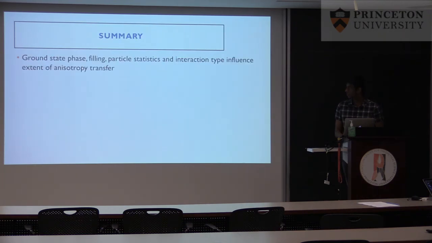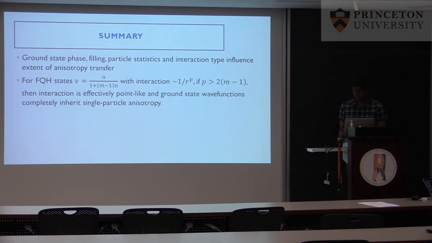All right. So that brings me to the conclusions. What we basically found is that there are many factors that influence the extent of anisotropy transfer, such as the ground state phase, the filling, particle statistics, whether it's fermionic or bosonic, and the interaction type. We see a kink because of this effective contact-like interaction above a certain power law.